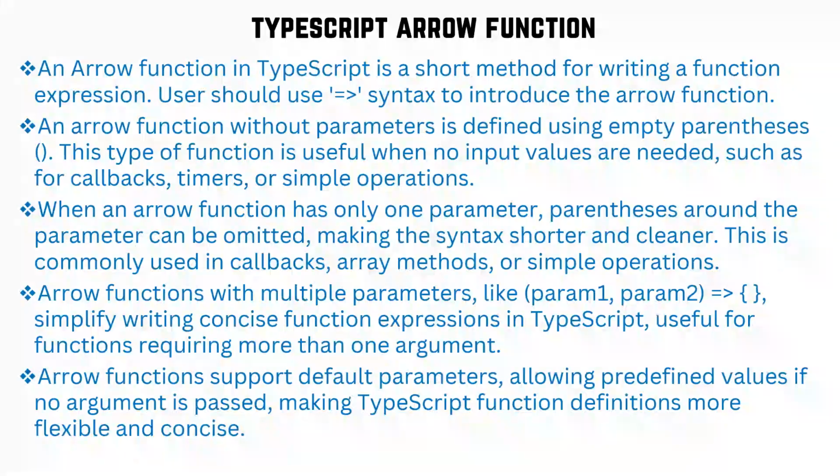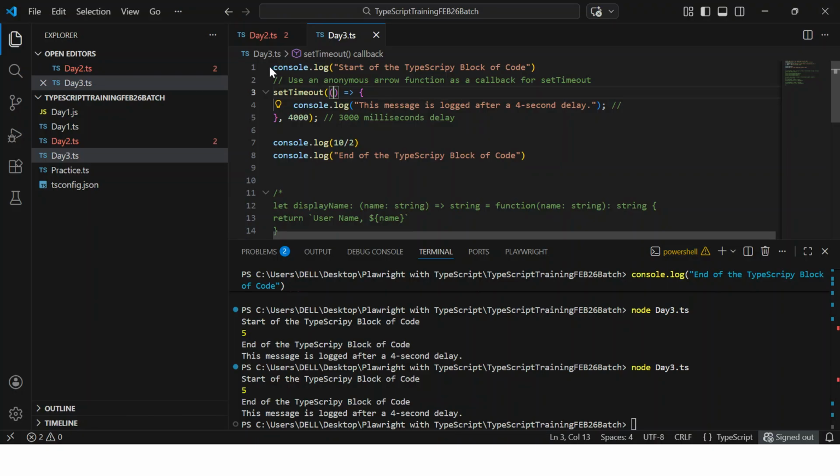Now let's try to understand a couple of examples of the arrow function. With an argument we'll do first, then without any argument.